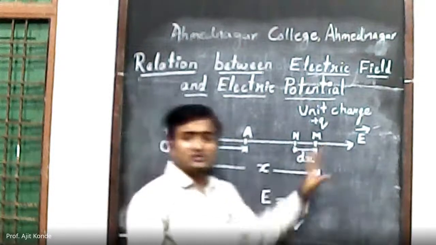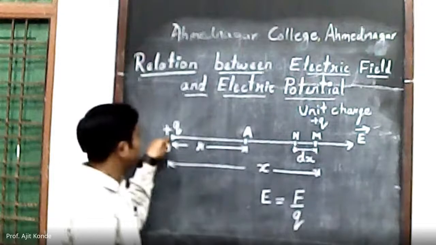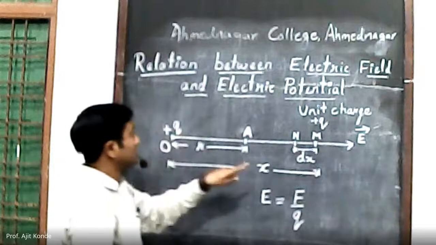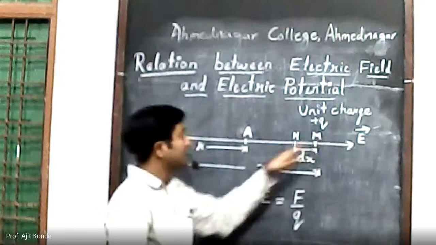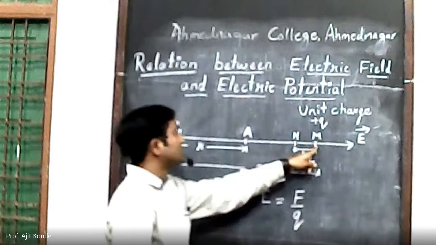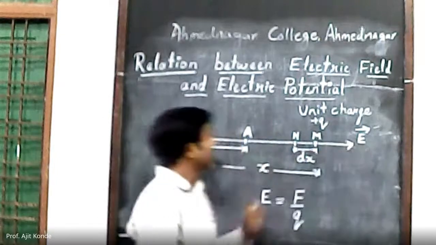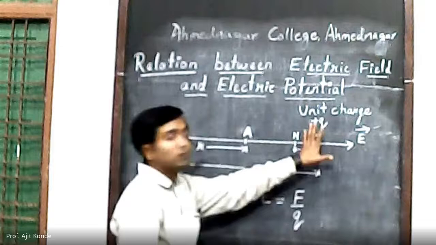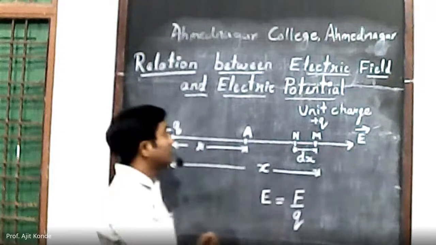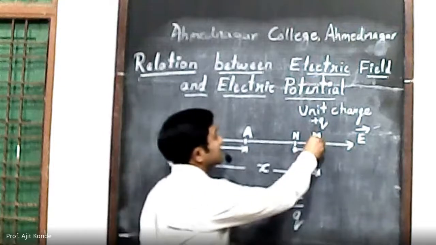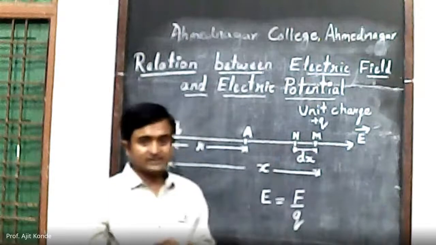Now you understood this diagram. This is very, very important. We have a plus Q charge at point O. We have another unit positive charge at point M. The electric field acting on this charge is in the outward direction along OM, and over here we have a unit positive charge. That is very, very important. And what will be the change in potential when we displace it from M to N? That displacement will be treated as dx.